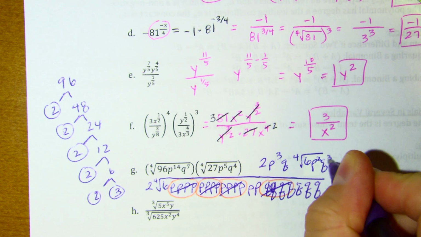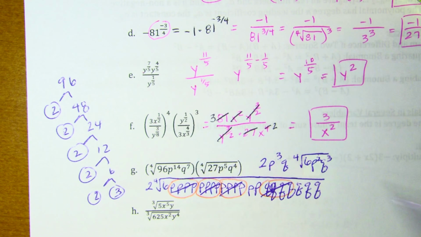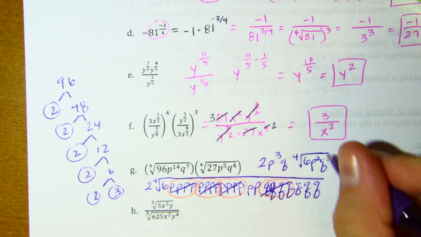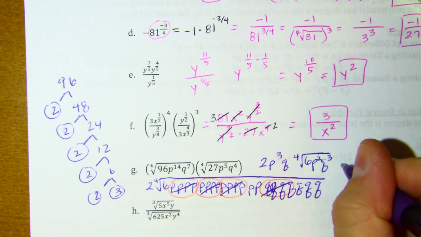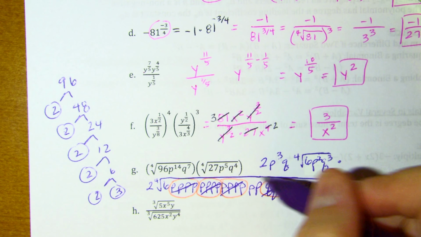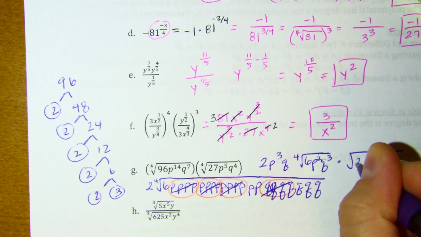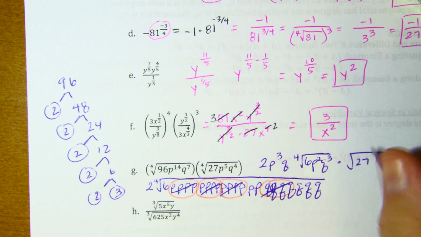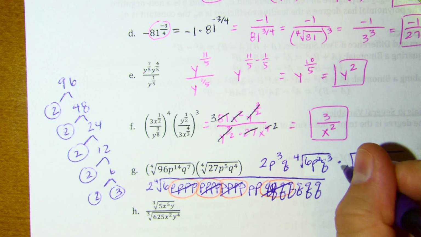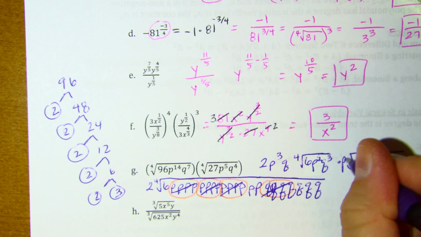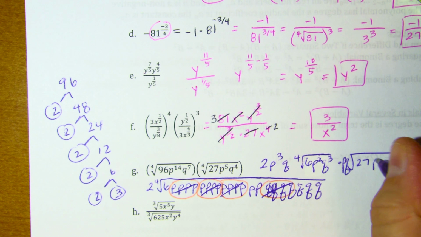Now for this one, I can do the same kind of thing, but for the sake of time here, I'm going to just go straight to it. I don't have anything I can pull out here. I have 27 inside, and then I have 1 p that can be pulled out, and 1 q, and there will be 1 p left over and no q's left over.